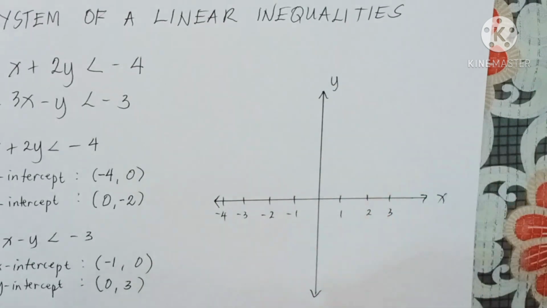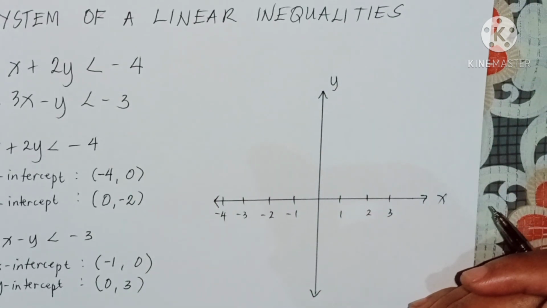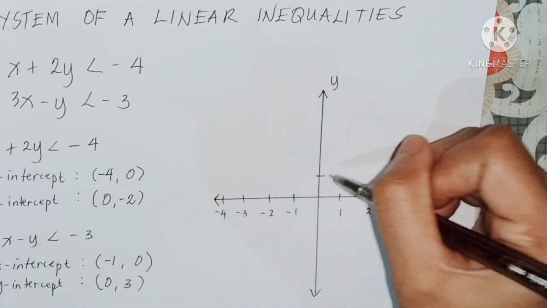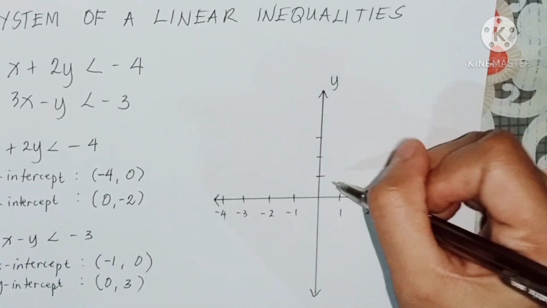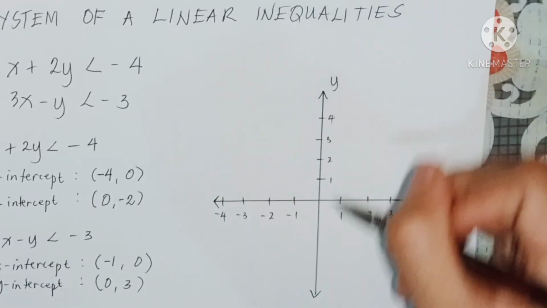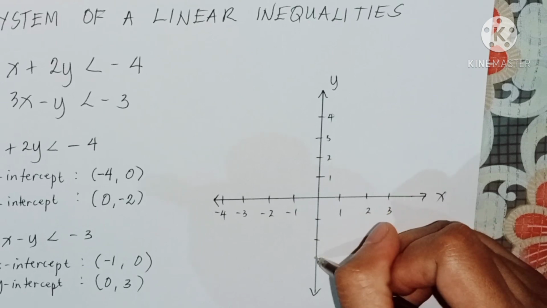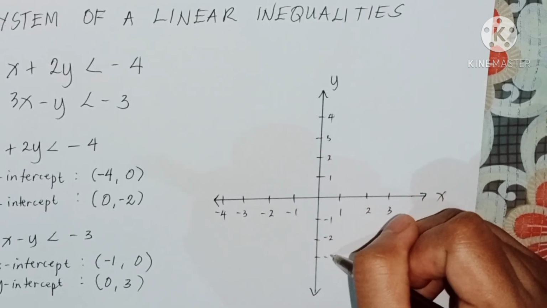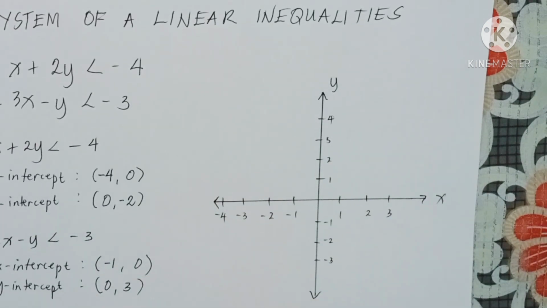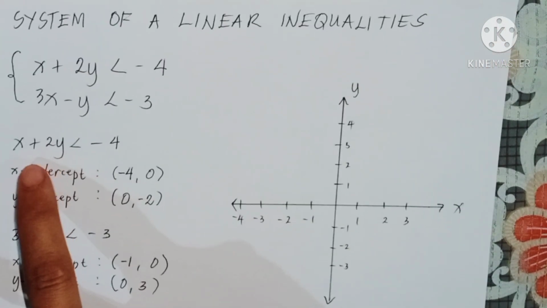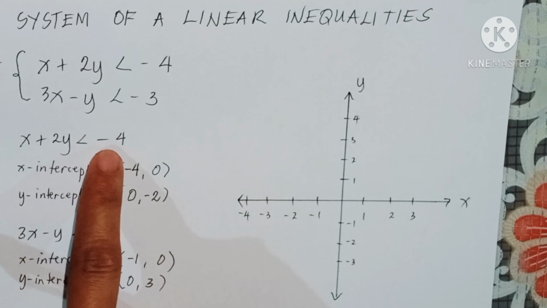Then for the vertical axis, we have -2 and 3. 1, 2, 3. Then we can include 4. 1, 2, 3. So we have -1, -2, -3. Okay, so we have to plot one by one. So let's plot first for the x plus 2y less than -4.